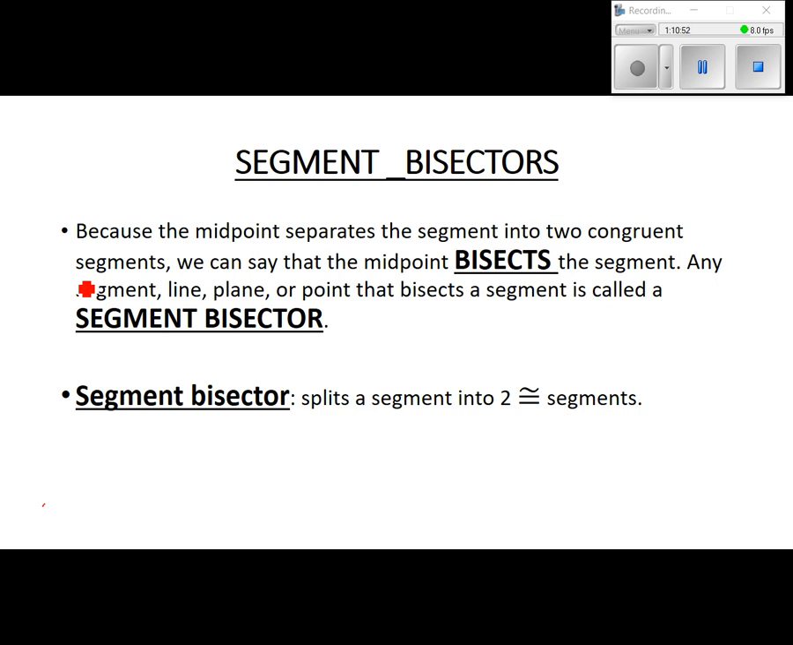Segment bisector, segment bisector. Bisects a segment. Anybody have a guess what bisects means? Splits it into 2 parts, all right? 2 equal parts, 2 congruent parts. So a segment bisector. We're going to talk about other bisectors throughout the year, but segment bisector is the one that we're dealing with right now. A segment bisector splits a segment into two equal or two congruent parts. So that point where that segment's being split is also called the midpoint of that segment.